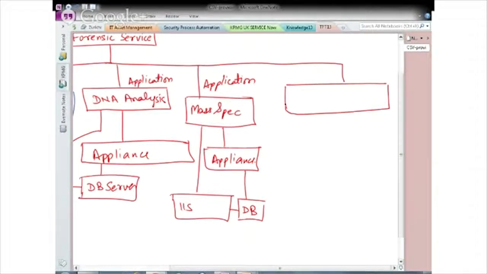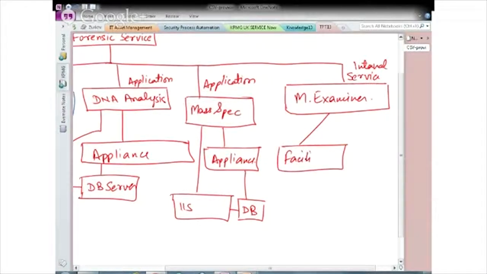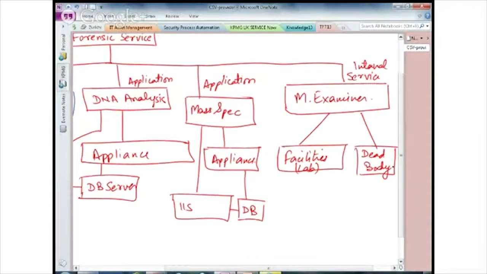The other thing that is an obvious CI is another internal service that is provided, which is the medical examiner, right? You know, somebody has to go look at the body, do the postmortem, and all of that stuff. So they do a certain series of activities, and what do they depend on? They depend on facilities, which is their lab, and they depend on, believe it or not, I'm going to write this down here, the dead body. Yes, I've said it a second time in one year. The dead body is a CI.